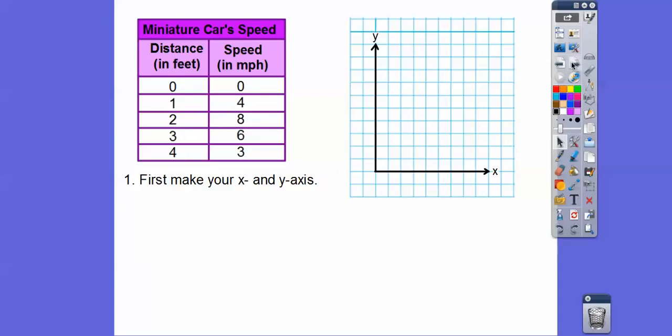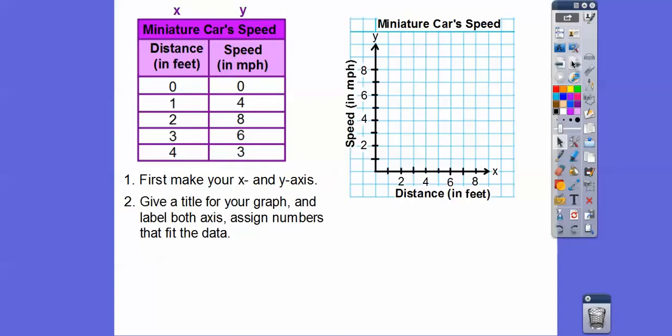All right, but before we do that, we always have to label everything. So let's give a title for our graph. So here's the title for our graph. It's usually right here, somewhere around the table or inside the table. So miniature car speed right here. And then this is our speed right here. That's the right column right here, our speed in miles per hour. If you can tilt your head sideways, I'm looking sideways right there. And then down here, this is our distance. That's from this x column, our distance in feet.